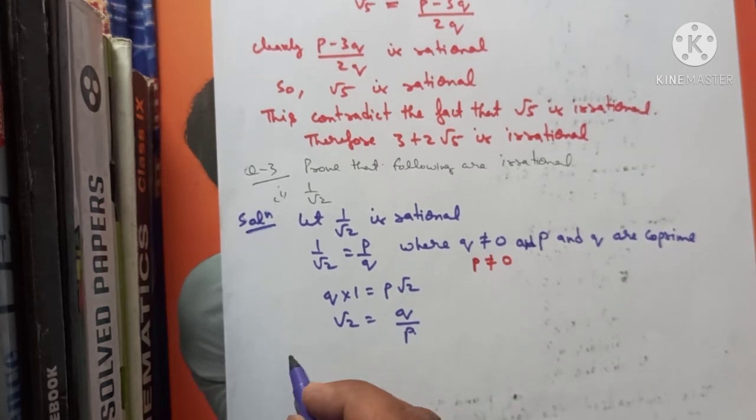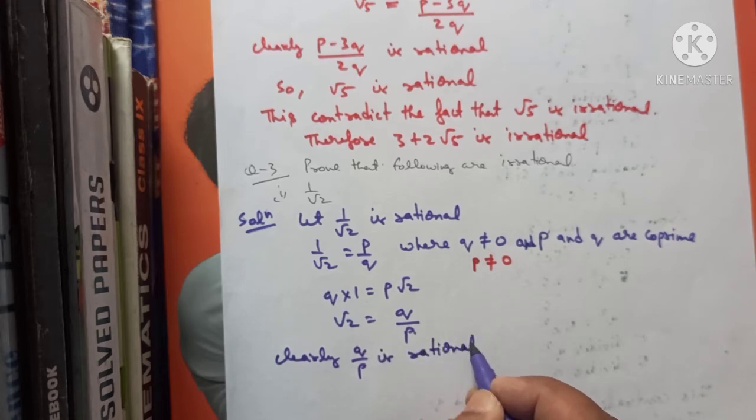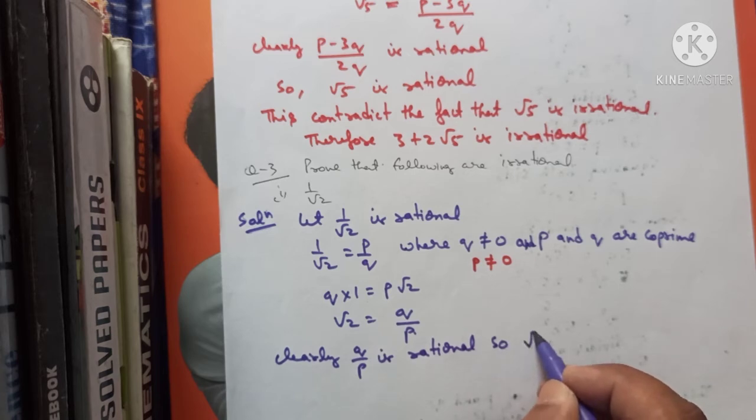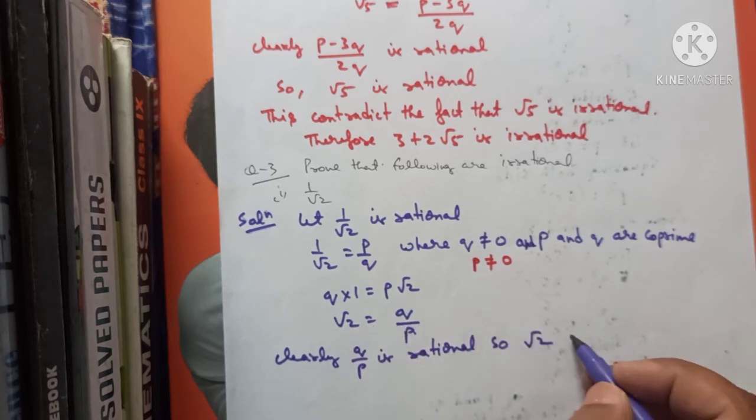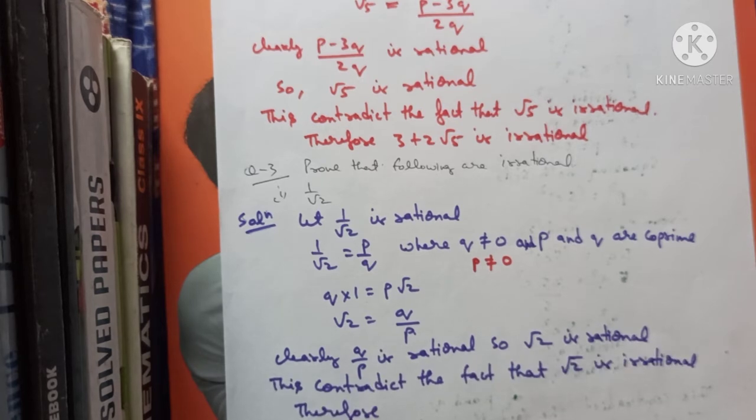So clearly we can say that if P upon Q is a rational number, then Q upon P is also a rational number. So root 2, since RHS is rational, LHS will also be rational. And if root 2 is rational, this contradicts the fact that root 2 is irrational. Therefore, we say that the above assumption is wrong. Therefore, 1 by root 2 is irrational number. Understood?